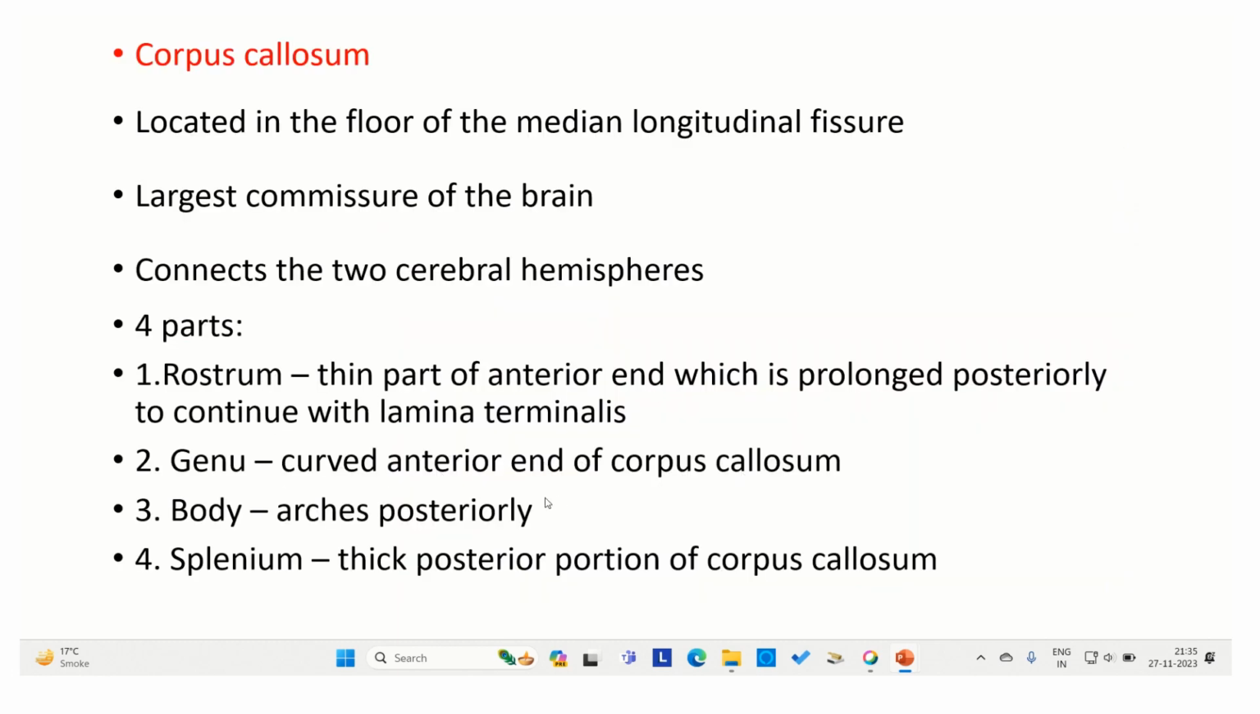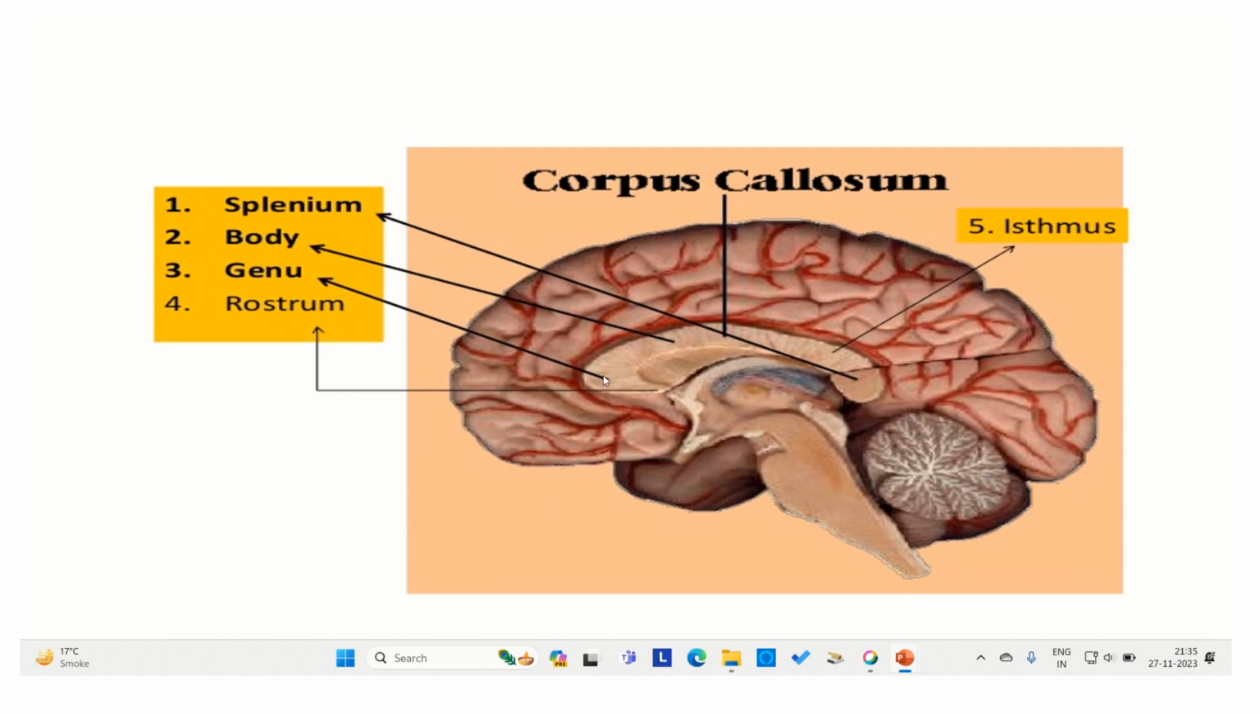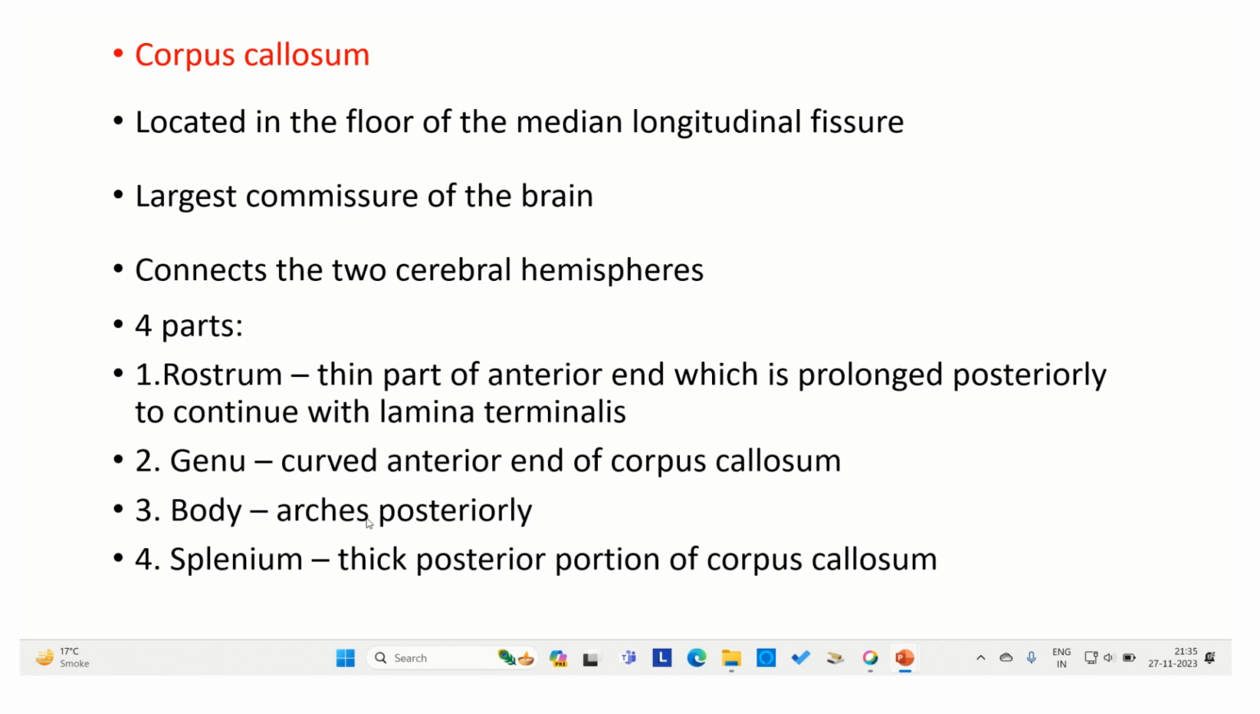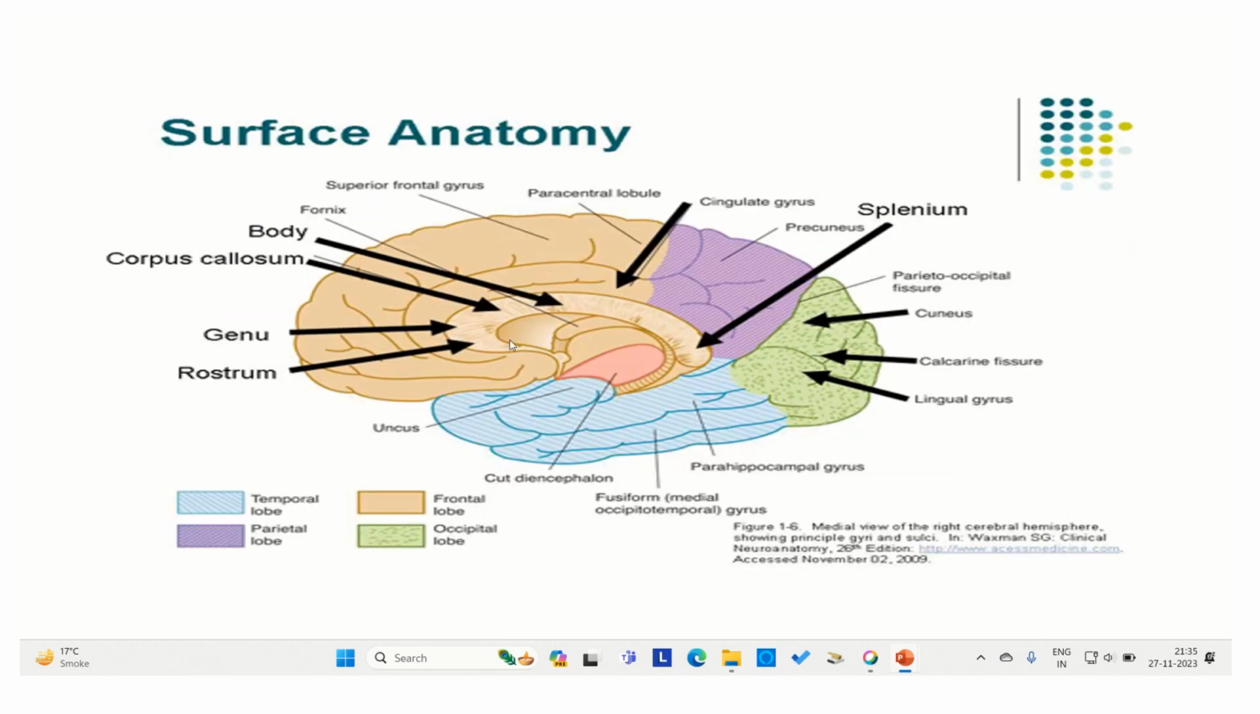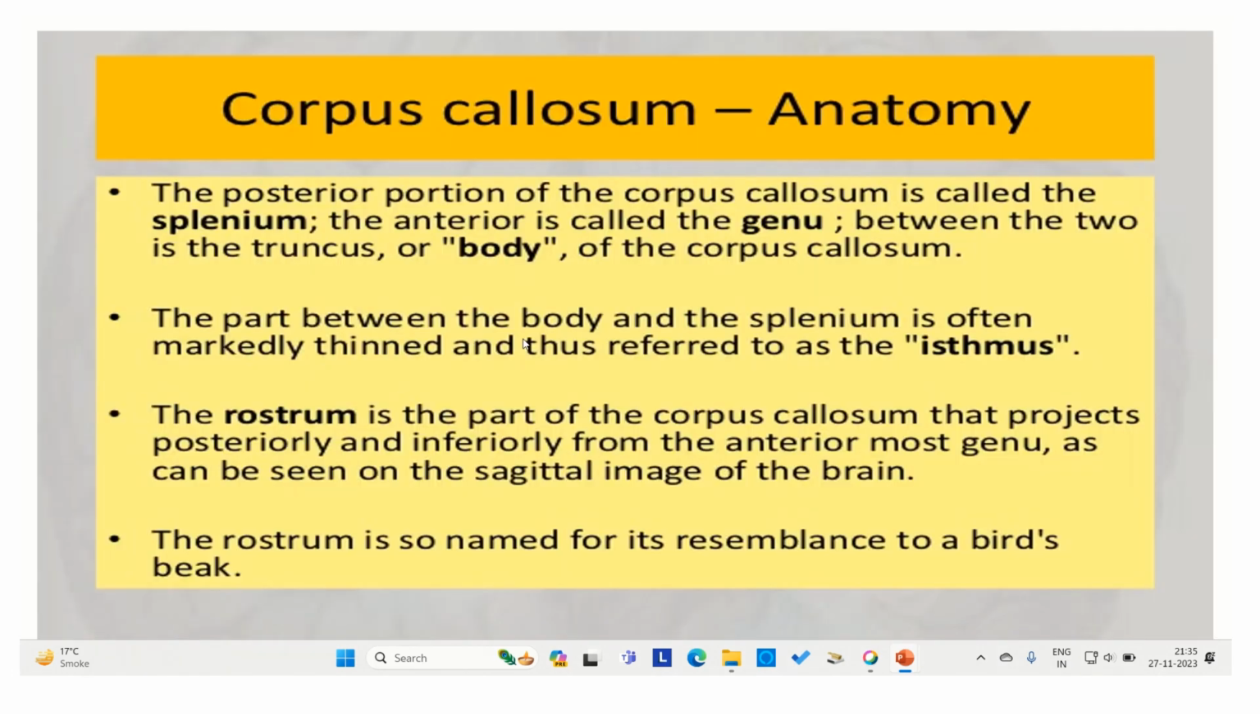Genu is the curved anterior end of the corpus callosum. You can see here, this is the genu. Then the body, which is arching posteriorly, and the splenium, the thick posterior portion of the corpus callosum. So this is the body, and this is the splenium. The junction between body and splenium is called the isthmus, which cannot be identified so accurately on gross specimens. You can see here the rostrum, genu, body, and splenium.